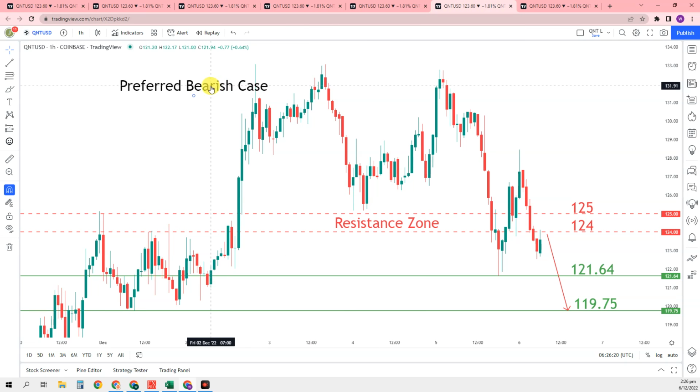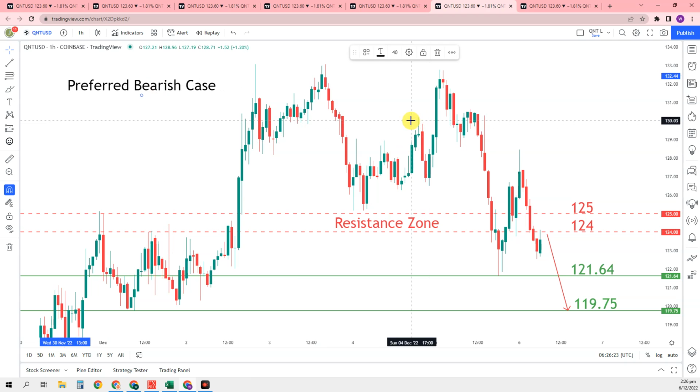So to delve deeper into the bearish case, I'll be bearish as long as Quant stays below the 125 and 124 zone. This resistance zone is important because in a previous analysis, I mentioned that 125 is a key area to break for prices to go lower. So that materialized. And you may be wondering why then price did not respect the 125 when it came to this point.